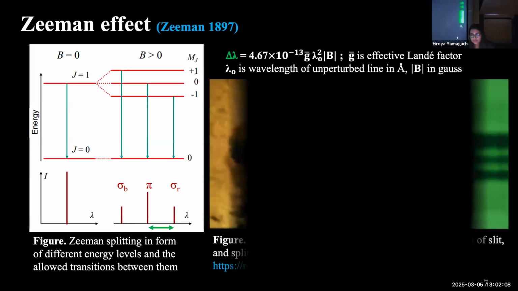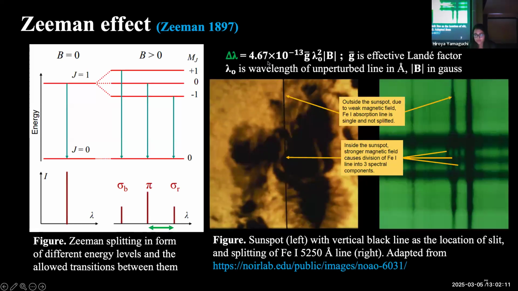To visualize how it looks, this is a sunspot image that was observed by the McMath-Pierce solar facility on Kitt Peak, and alongside is the spectra where we can see that the iron line is getting split into three spectral components inside the sunspot where the magnetic fields are very strong. Whereas outside the sunspot where the magnetic fields are weaker, we can barely see any splitting.